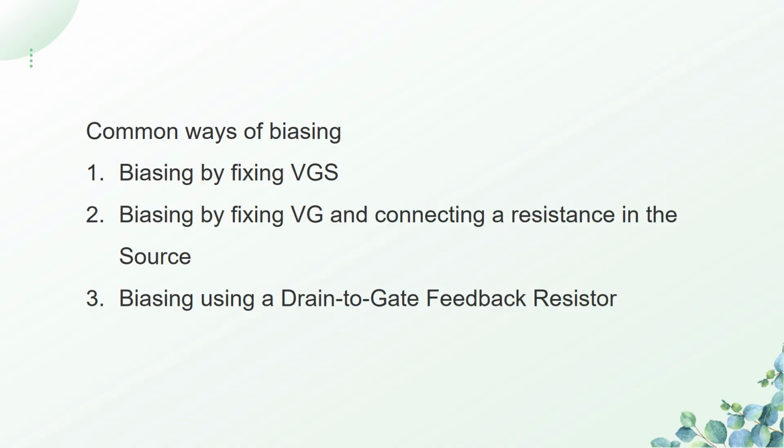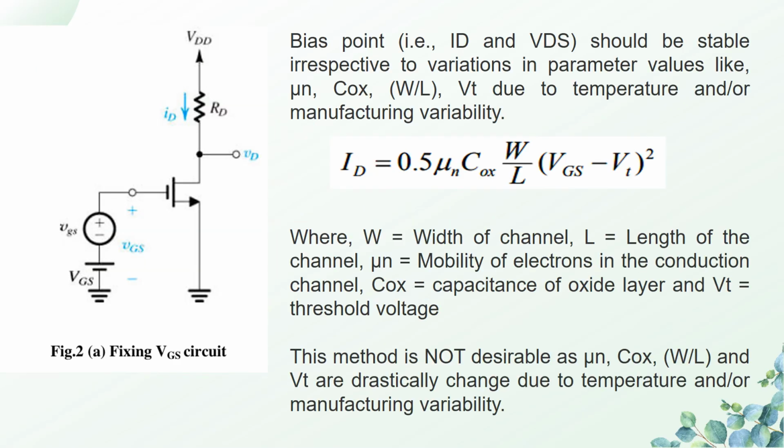So next we are going to see about common ways of biasing in MOSFETs. There are three types of biasing available. First one is biasing by fixing VGS, then biasing by fixing VG and connecting a resistor in the source, and the third one is biasing using a drain to gate feedback resistor. So just look at the circuit. This method is called the fixing VGS circuit. That's the first method. The MOSFET consists of three terminals, the drain, gate and source. Here the voltage VDD is connected to the drain terminal and the input voltage VGS is applied to the gate terminal and the source is connected to the ground.